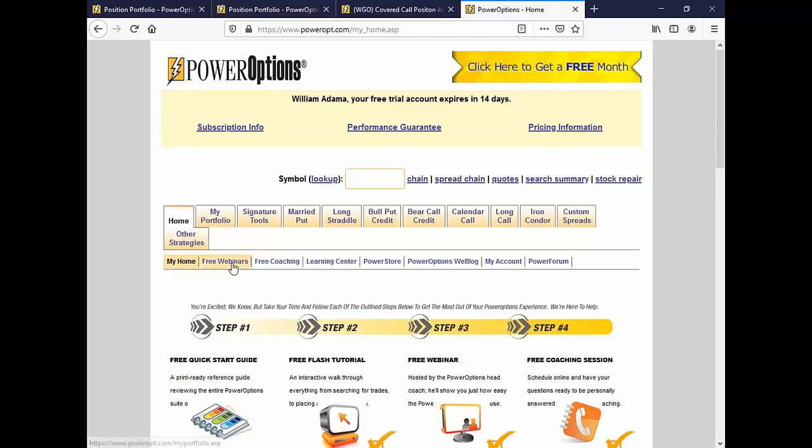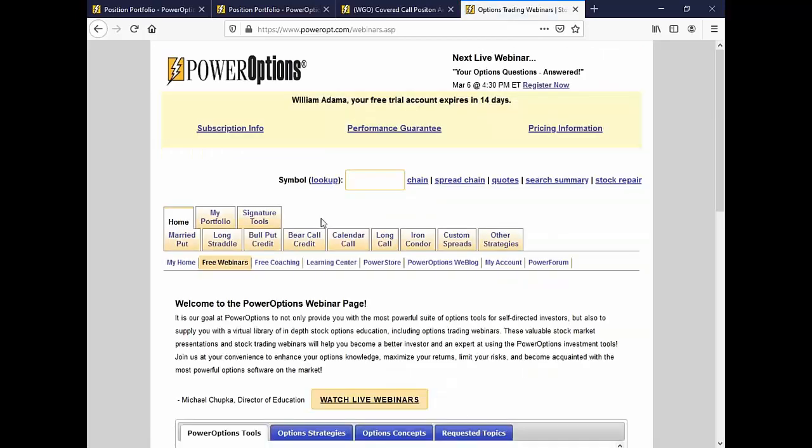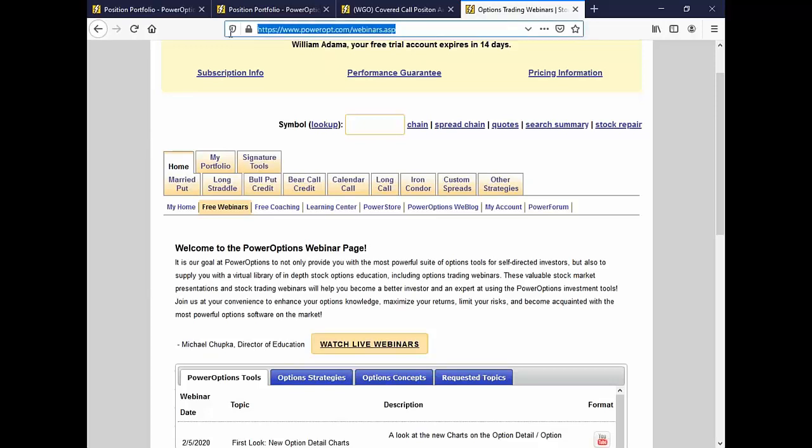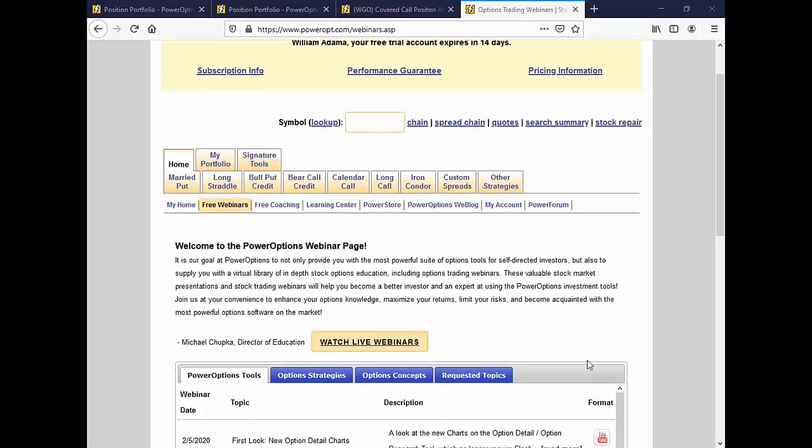What Khokon is referring to is one of the popular webinars that we have, powerop.com/webinars.asp for the archives. This is a public page, so you can access most of this information. I apologize, it didn't copy for me. You can access most of the webinars, I should say, at any time, just by going to this link.